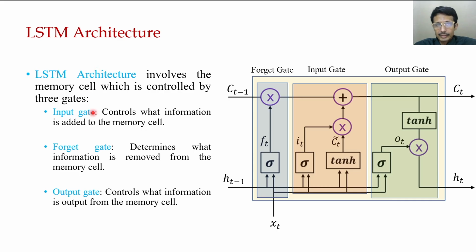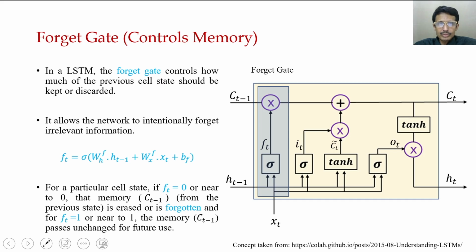Let us elaborate on this. First we try the forget gate. It controls memory. So what does this mean? In LSTM, the forget gate controls how much of the previous cell state should be kept. That's what we have said. This is the information coming from the previous cell state, C(t-1). So this forget gate allows the network to intentionally forget irrelevant information.